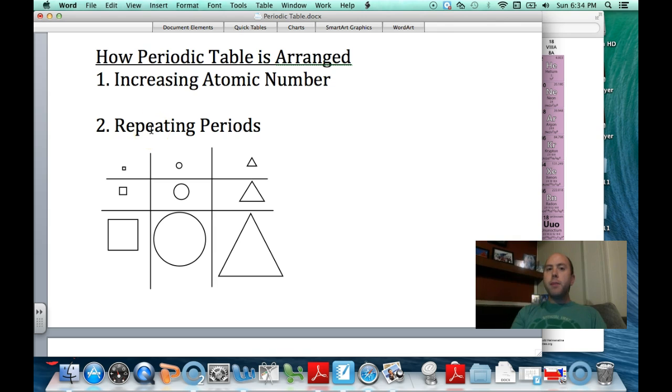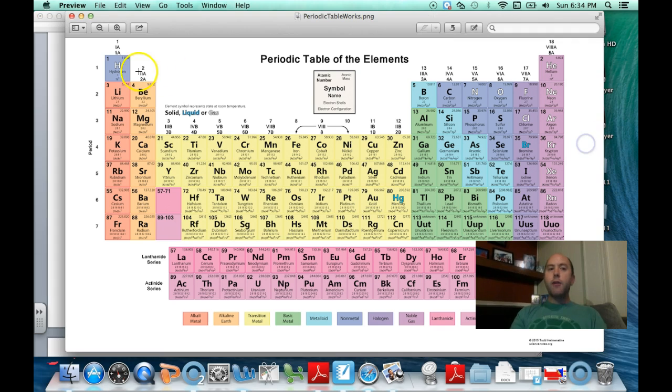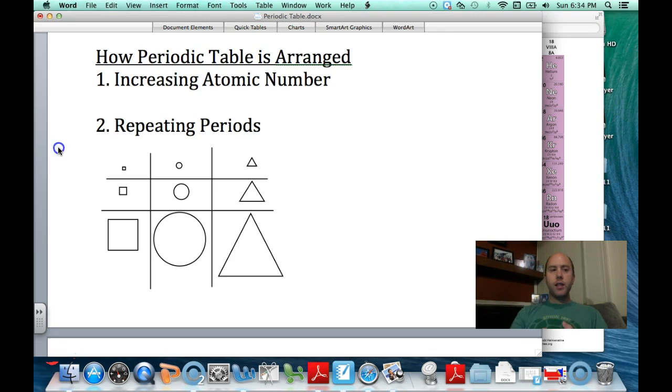Also, we have repeating periods. Remember, periods are the rows. Basically, what it's saying is every row repeats a pattern. An easy way to visualize this is, I always try to explain the periodic table as if I was teaching kindergartners, and kindergartners know shapes. So how do I show increasing atomic number? By showing bigger and bigger elements. So it goes from a small square to a slightly bigger circle to a slightly bigger triangle, then a slightly bigger square, slightly bigger circle, slightly bigger triangle, and so on.